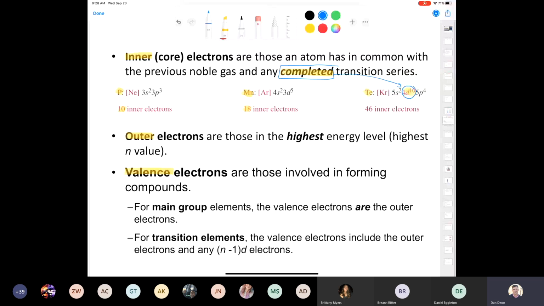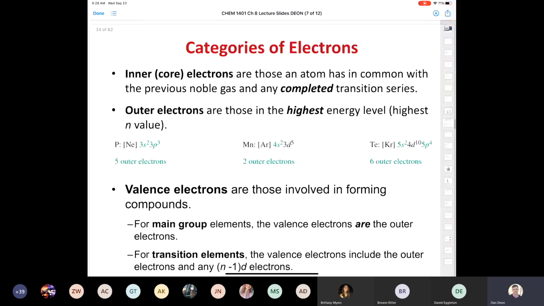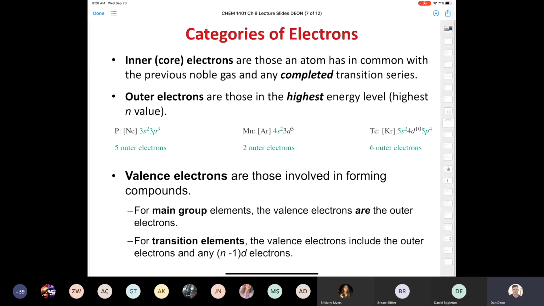Okay, so those are inner or core electrons. The only thing here that gives students some trouble sometimes is memorizing that you have to include the d electrons when they're completed. So just be aware of that. The next one is the outer electrons. I think this is the easiest one. Outer electrons are just any electrons with the highest n value. Whatever has the highest principal quantum number value, those are the outer electrons.